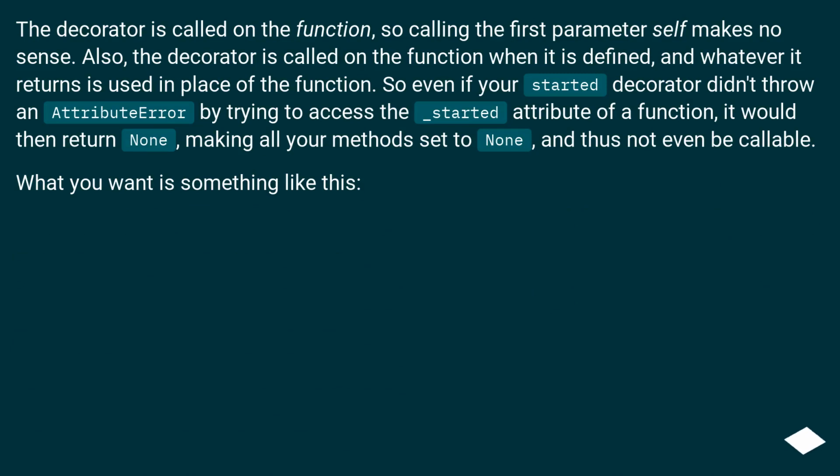Also, the decorator is called on the function when it is defined, and whatever it returns is used in place of the function. So even if your started decorator didn't throw an AttributeError by trying to access the _started attribute of a function, it would then return None, making all your methods set to None, and thus not even be callable. What you want is something like this.